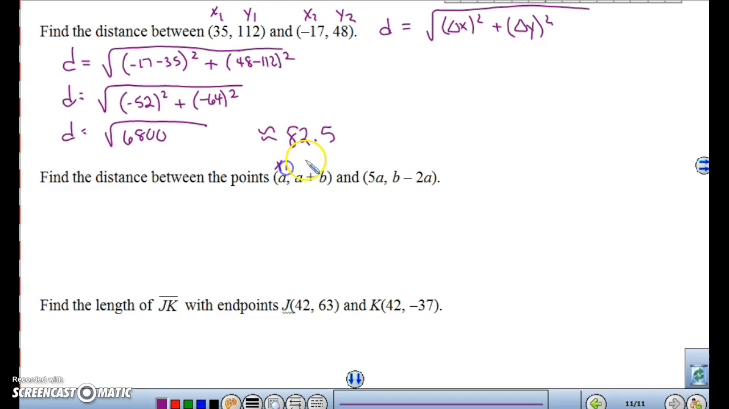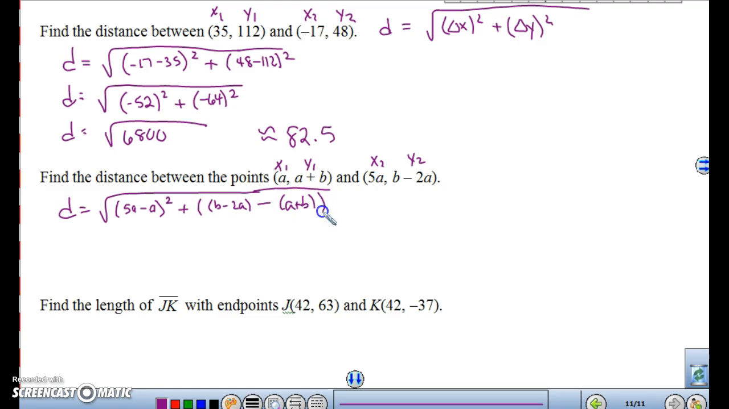This is going to be x1, y1. This is going to be x2, y2. You just have to be careful of following the rules for polynomials when you do this. So the difference between the x's would be 5a minus a, squared, plus the difference between the y's. Now I'm going to use my parentheses here: b minus 2a minus a plus b, close your parenthesis, quantity squared. I use the parentheses there because of the minus. I'll explain why in just a minute.